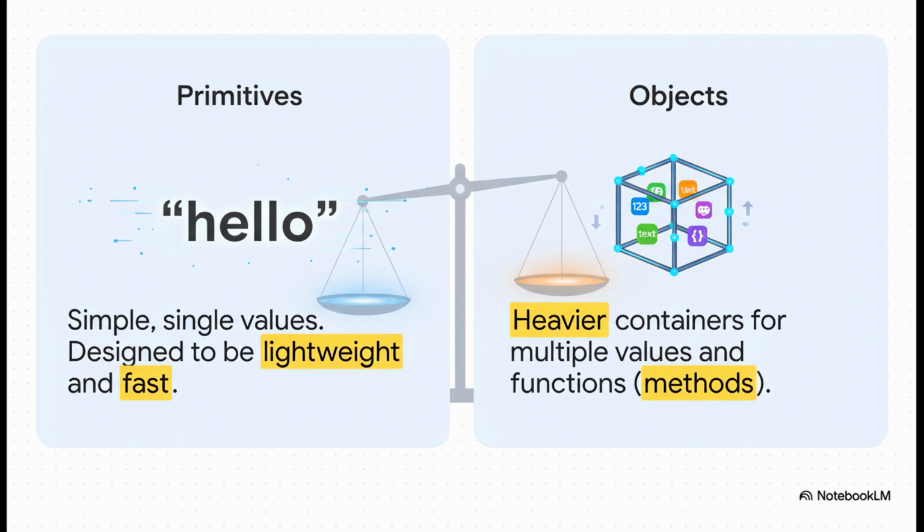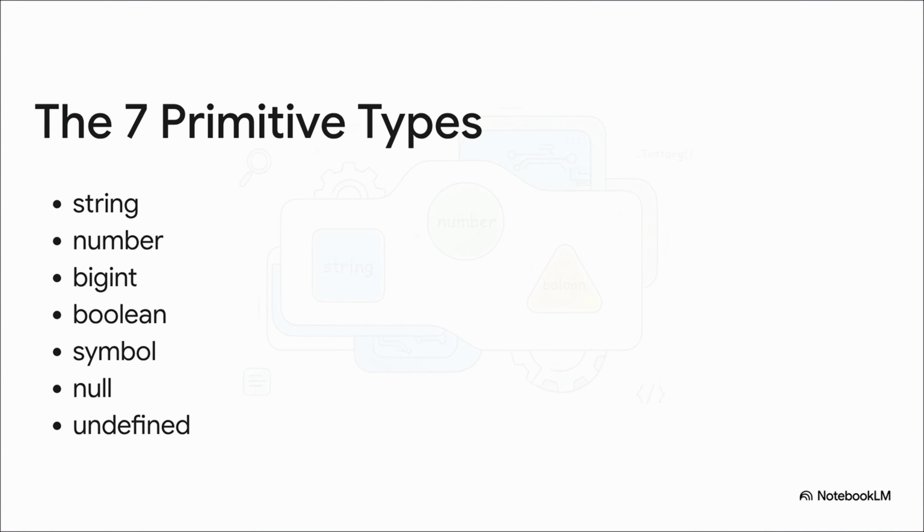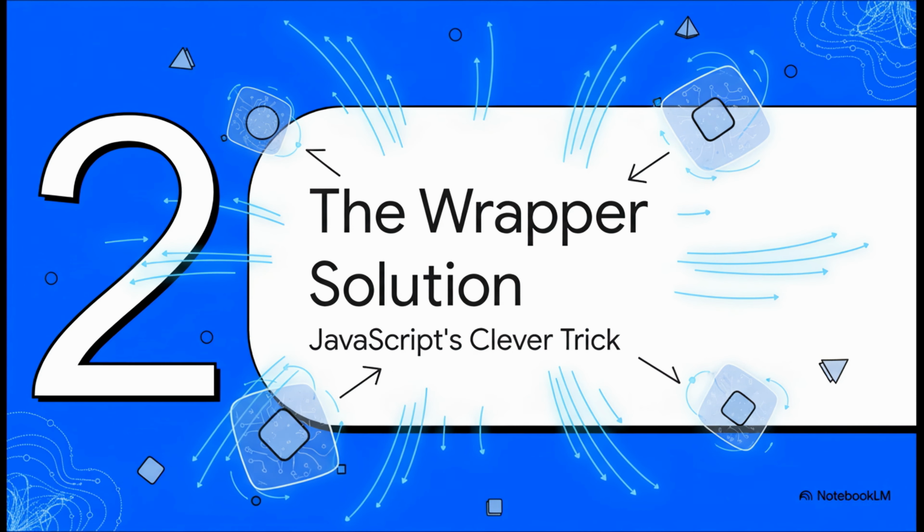And just so we're all on the same page, here they are, the 7 official primitive types. And you'll see our hello string from that first example is right there at the top. It is a primitive. It is not an object. So that question is still hanging in the air. How can a simple, lightweight value have a fancy method like uppercase? Well, the answer is a really elegant trick that JavaScript performs behind the scenes.